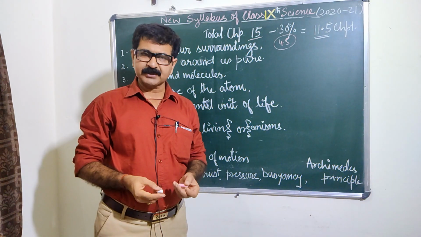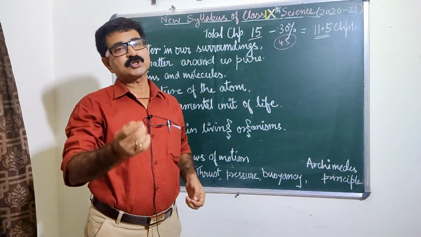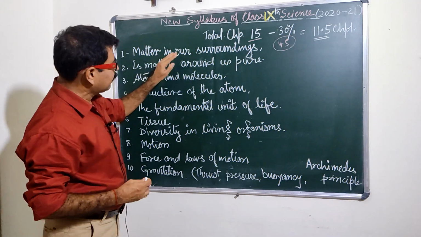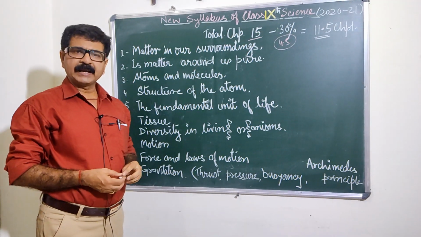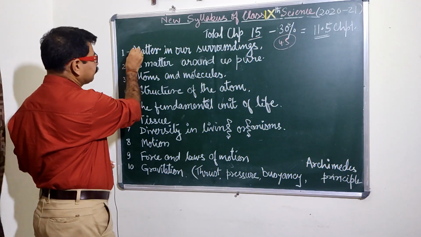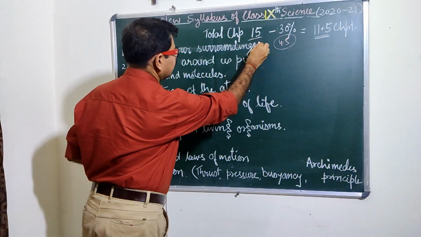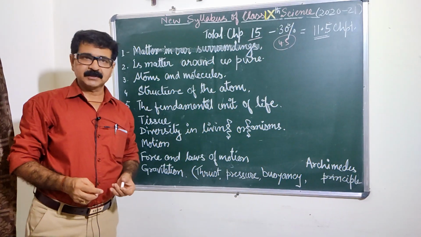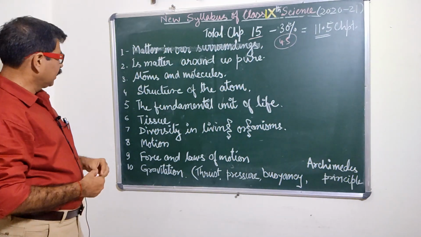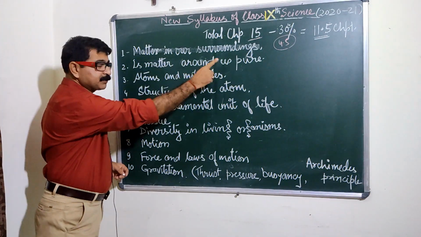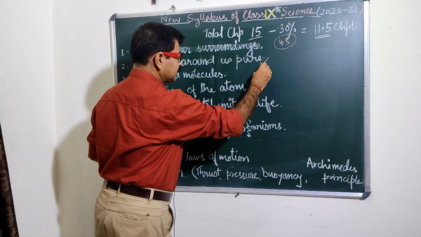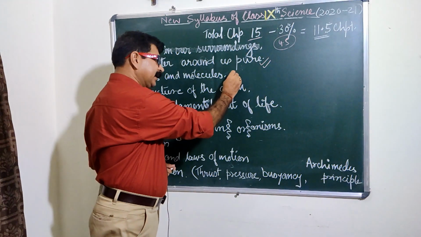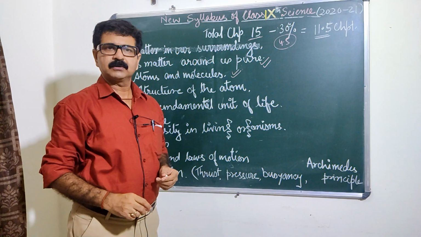Which 11.5 chapters are in our syllabus and which have been reduced? Let's talk about that. So students, the very first chapter, Matter in Our Surroundings, the entire chapter is reduced by the CBSE. You might have learned this chapter, but it is now reduced. Then the second chapter is Is Matter Around Us Pure. It is still in the syllabus as it is. There is no change. Next chapter is Atoms and Molecules. Again, it is there. There is no change in this chapter.